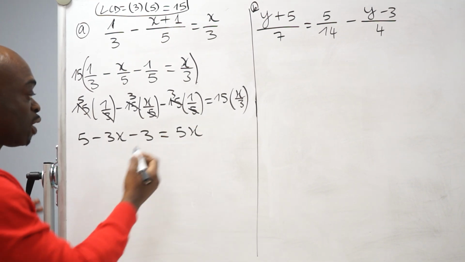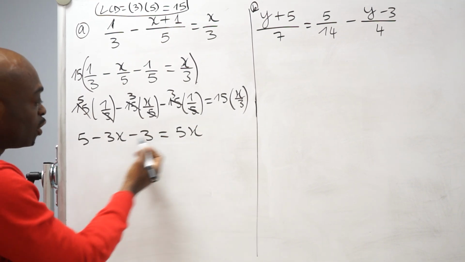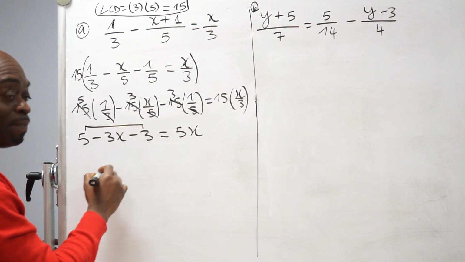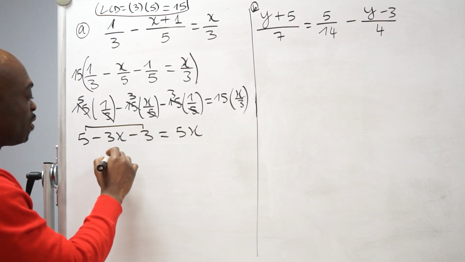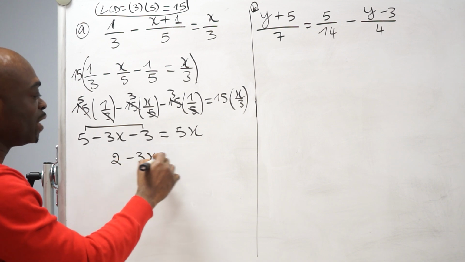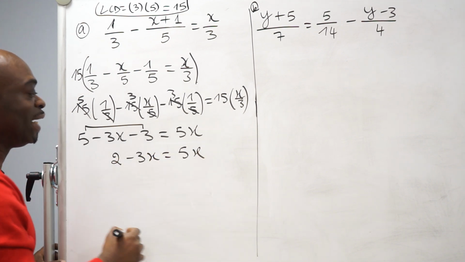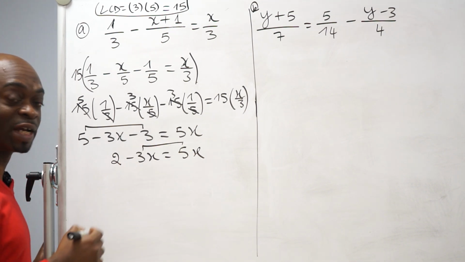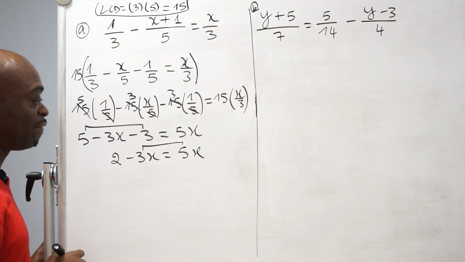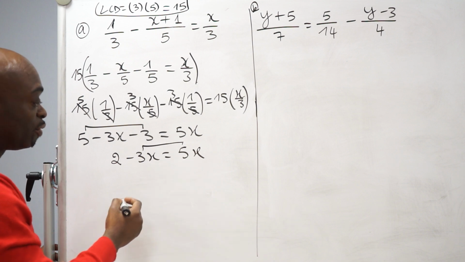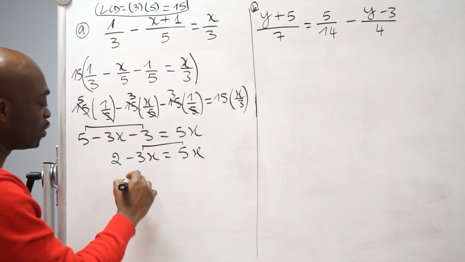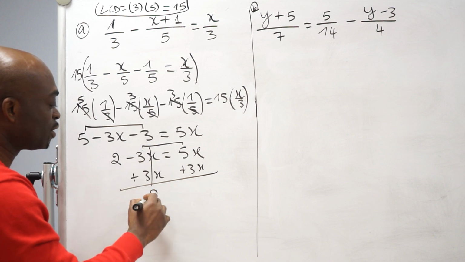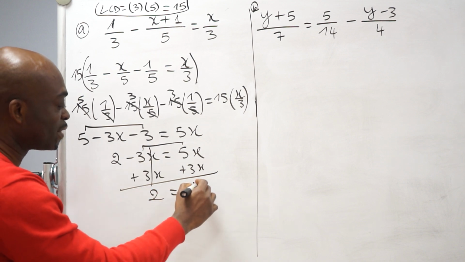Now we've got to combine like terms on the sides of the equal sign. On the left, we have these two to combine together. So 5 minus 3 is positive 2, minus 3x equals 5x. Then we combine like terms again: negative 3x and positive 5x. Combining the lowest with the largest one means plus 3x, and this gives 2 equals 8x, right?